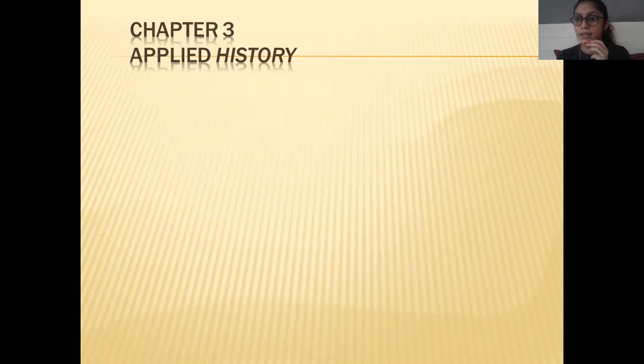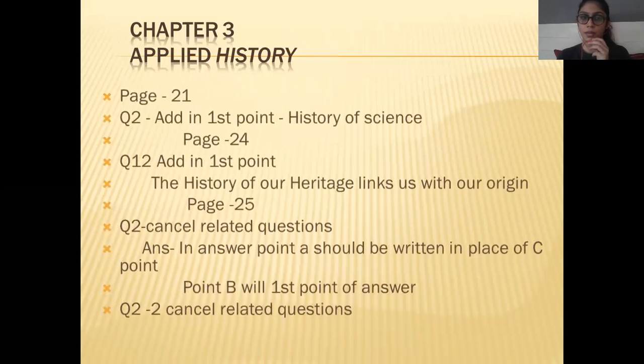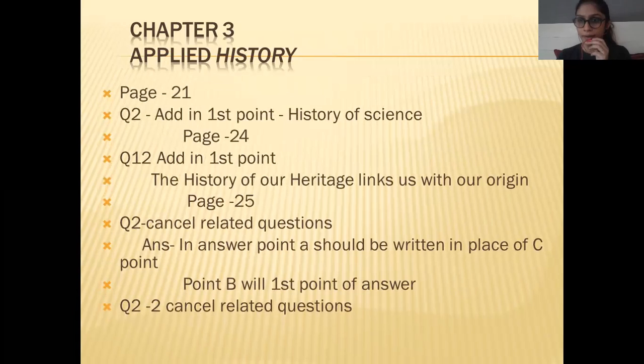In chapter number 3, applied history, the corrections are as follows. On page number 21, question number 2, in the first point, add history of science. On page number 24, question number 12, add in the first point: the history of our heritage links us with our origin.